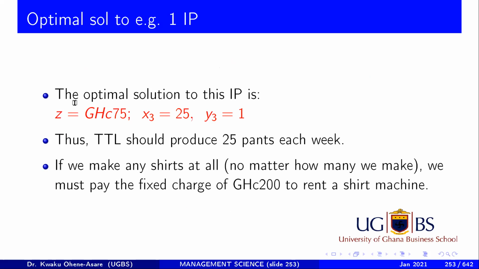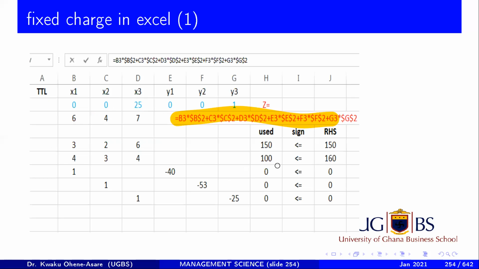So what it means is that if we make any pants at all, no matter how many pants we make, we must pay a fixed charge of this amount to rent the pant machinery. That is it. You just have to watch the values. What this means is that we don't have to bother ourselves dealing with shirt or short. Everything has to be put into pants, because that is the X3 that we have to deal with.